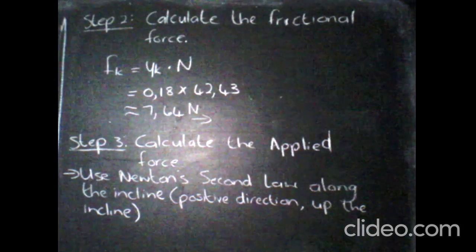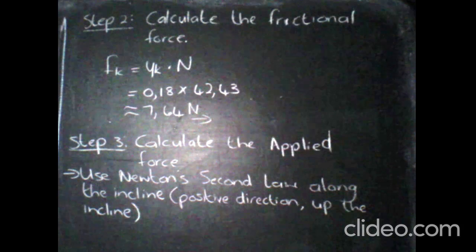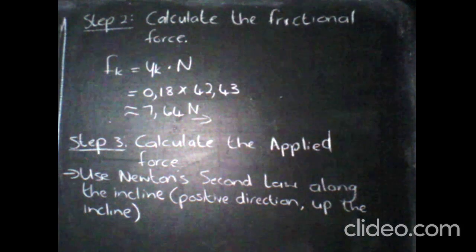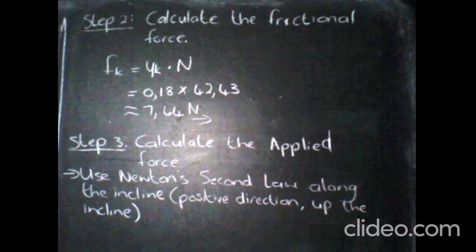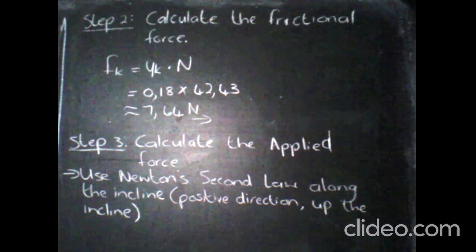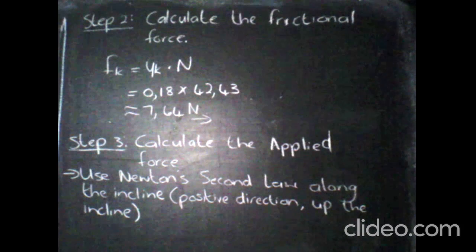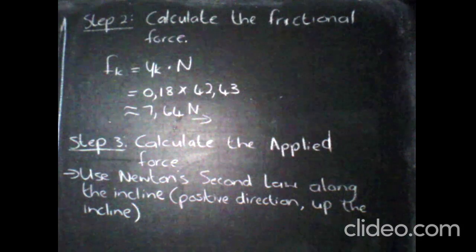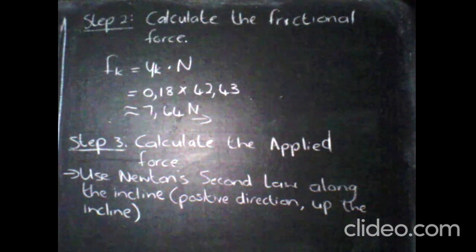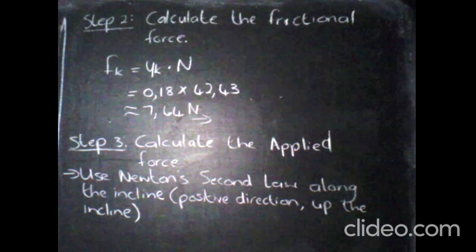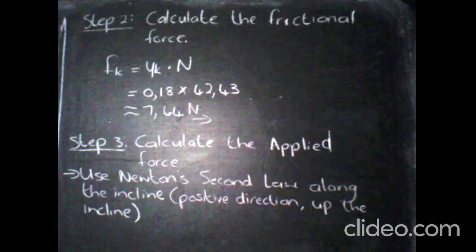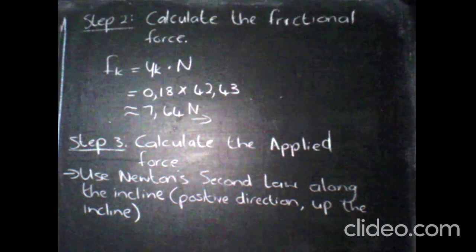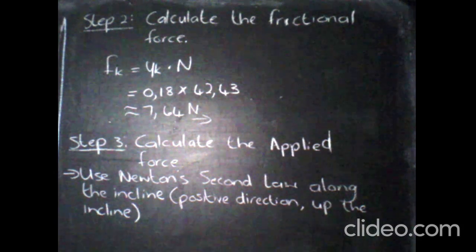So in step 2, we need to calculate the frictional force. So Fk is equal to the coefficient of kinetic friction multiplied by N. Now we have the coefficient of kinetic friction at 0.18, and we just calculated in the previous step the normal force, which gave us 42.43 newtons. When you multiply the two, you get an approximate value of 7.64 newtons.